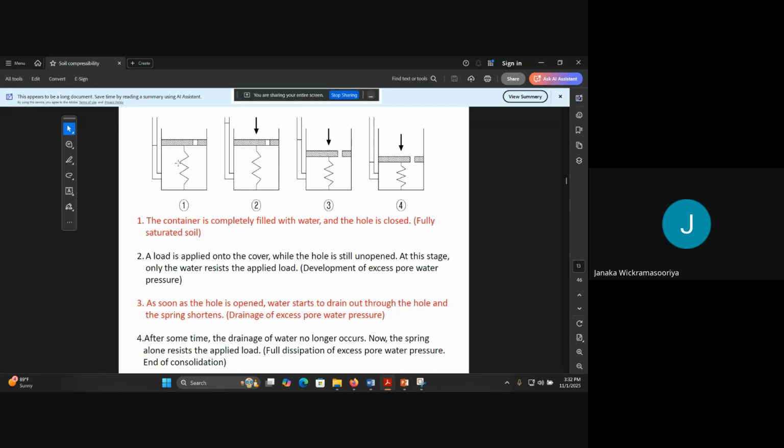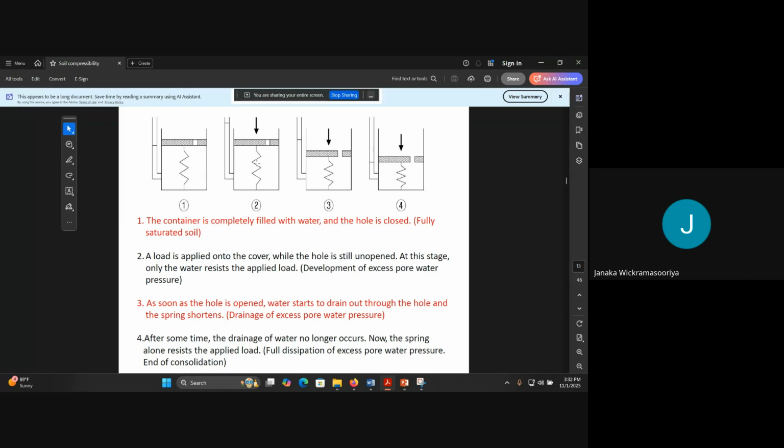And what happens? A load is applied onto the cover while the hole is still closed. At this stage, only the water resists the applied load. Now the applied load will be taken only by the water.